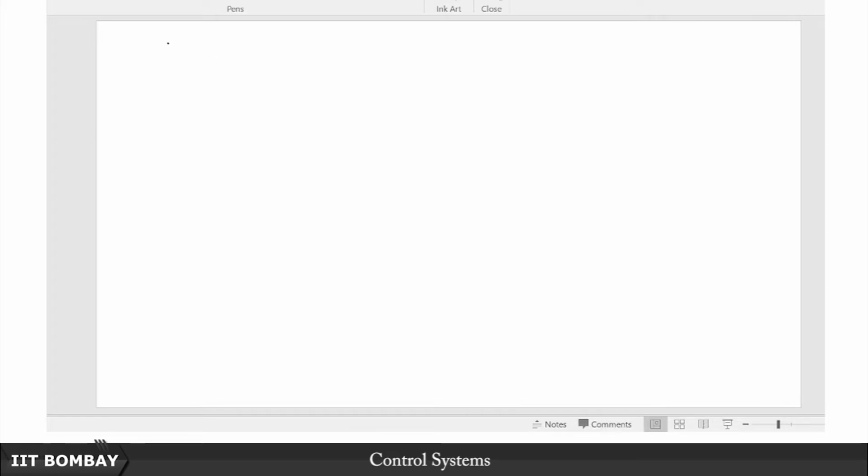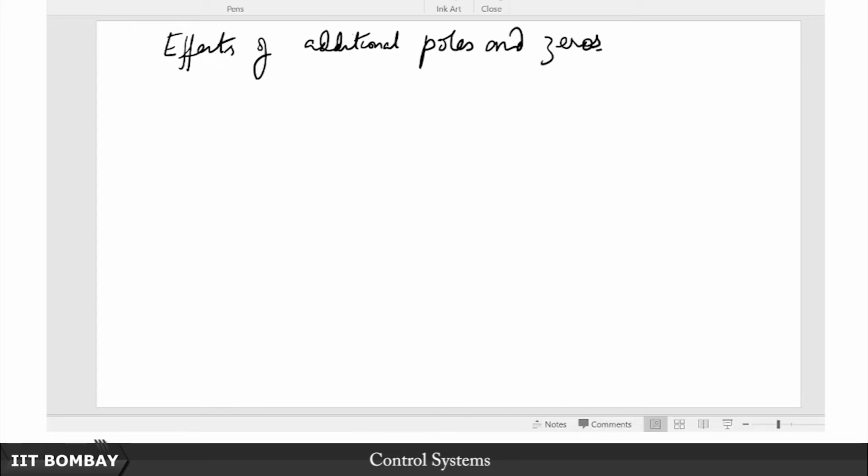So let us consider the following as the next topic of our investigation, which is effects of additional poles and zeros. All right. Okay, so let us consider one at a time. Let us not get ahead of ourselves and consider the general case here. So suppose you have one additional 0 to a second order system.